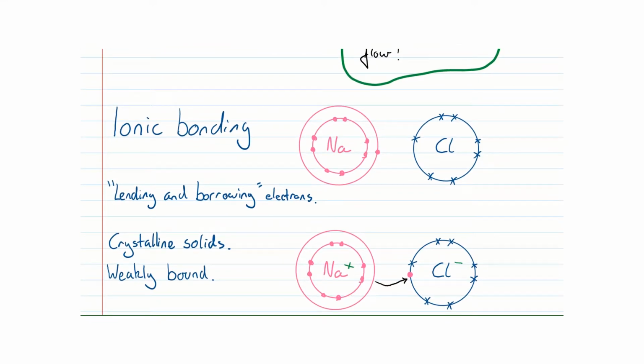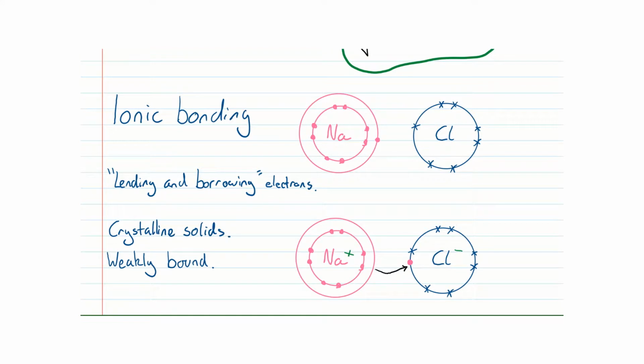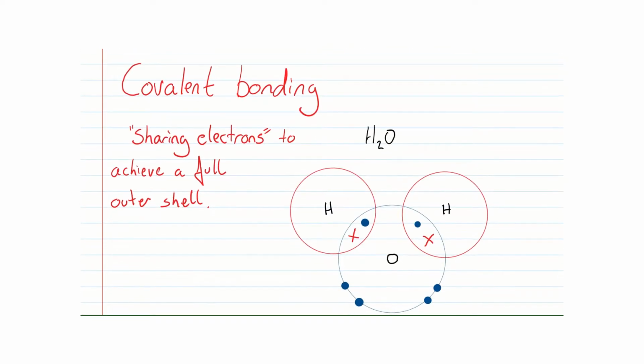The second one is ionic bonding. Ionic bonding is all about lending and borrowing electrons to achieve a full outer shell. Remember the magic number 2, 8, 8, 2, which I've mentioned in other videos, to remember the number of electrons you can fit into each shell. All ionically bonded chemicals form crystalline solids, and once they're thrown into a solution, generally they all fall apart and dissolve because they're weakly bound.